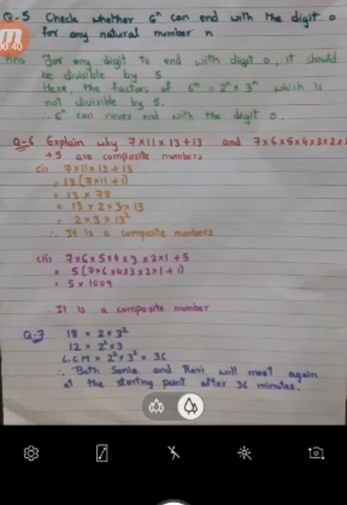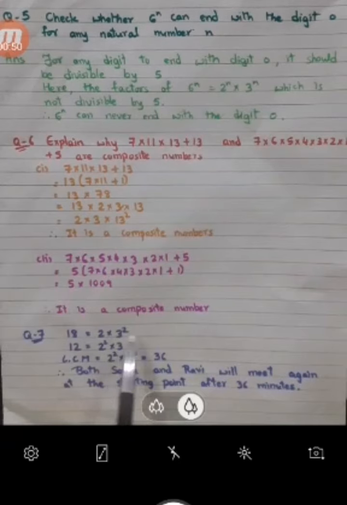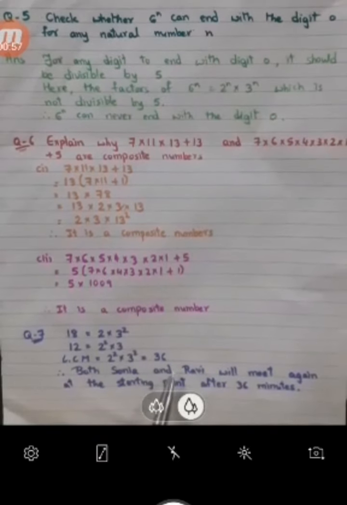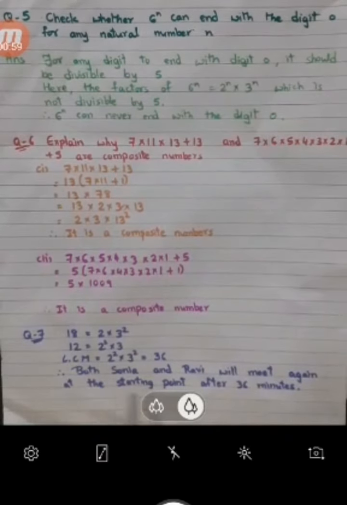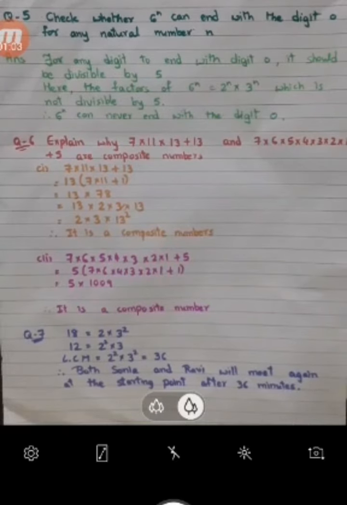As the word minimum is there, we can understand that we have to find the LCM, that is least common multiple. Minutes are 18 and 12. Factors of 18 are 2 and 3 square. Factors of 12 are 2 square into 3. So LCM is equal to 36. Therefore both Sonia and Ravi will meet again at the starting point after 36 minutes.